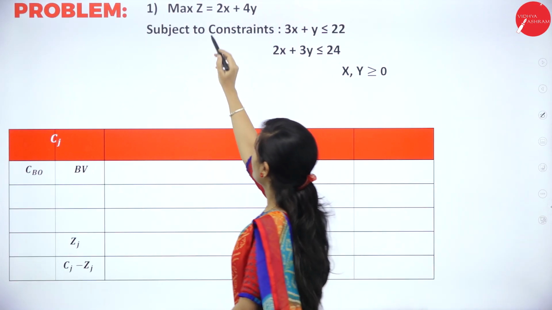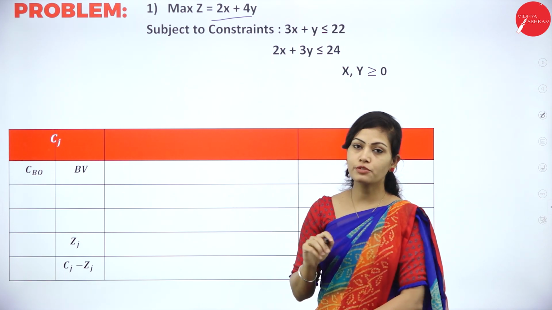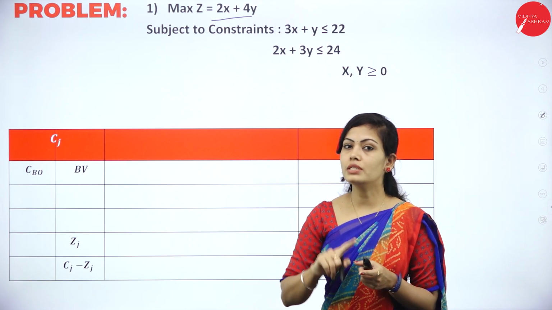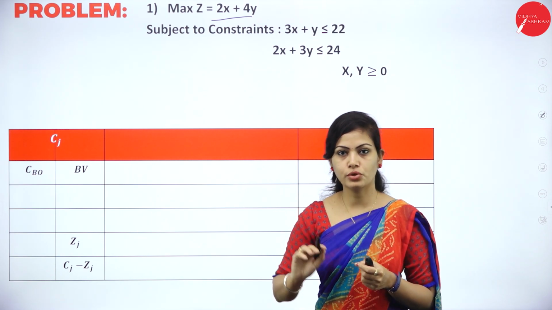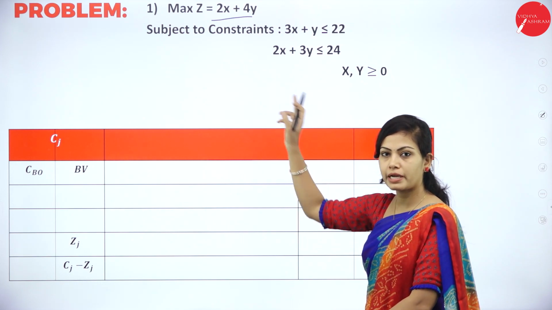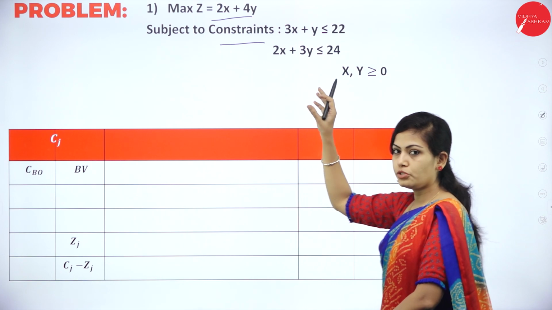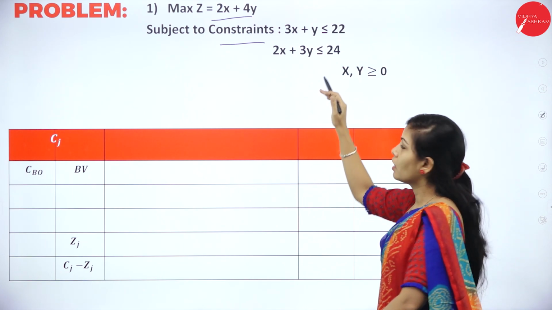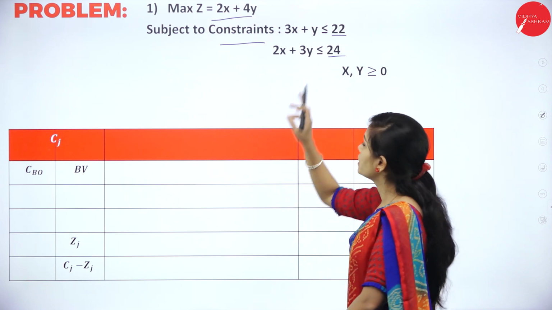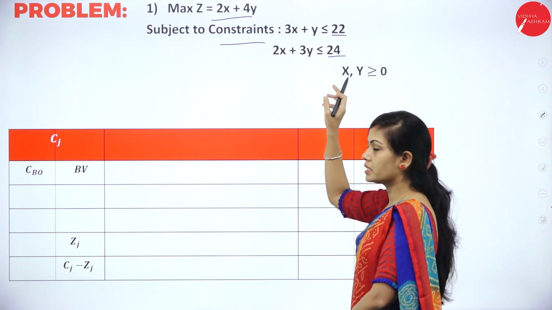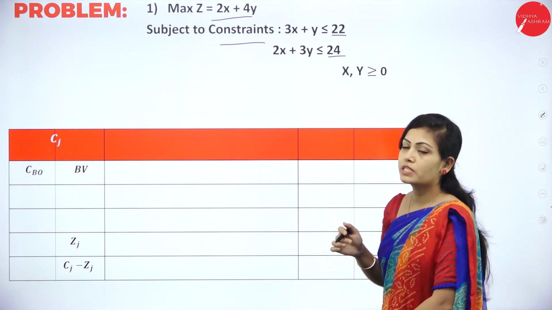Here, I have an objective function. Max z is equal to 2x plus 4y. So, what is the first rule? All the objective functions should be maximization type. So, now this is in the form of maximization type. Then, subject to constraints. You just observe these constraints. All the RHS of these constraints should be positive. Is this positive? Yes, it is positive. Then we can proceed. Then what is the next step?